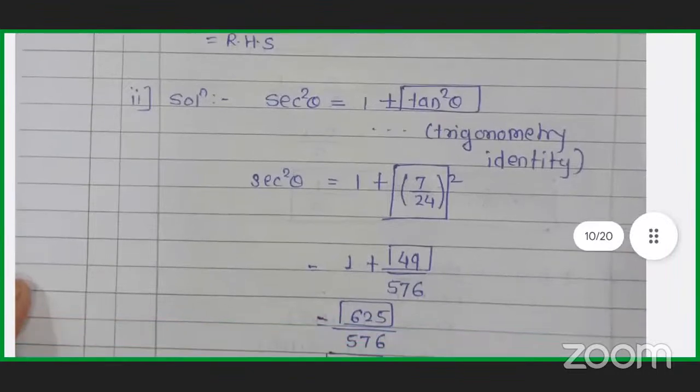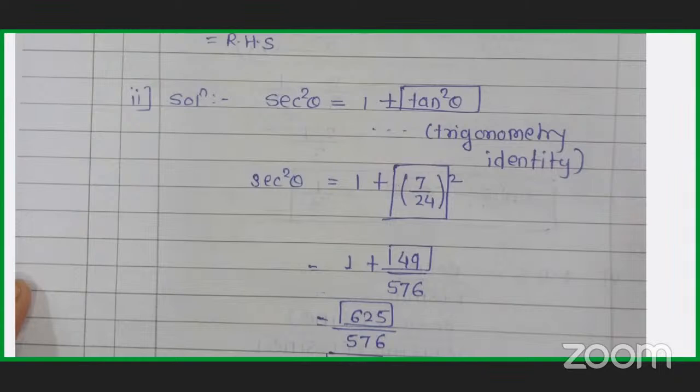Sec square theta is nothing but 1 plus tan square theta. So here the value of tan theta is given and we have to find out the value of sec theta. So here we use the identity sec square theta is equal to 1 plus tan square theta. This is our trigonometry identity.